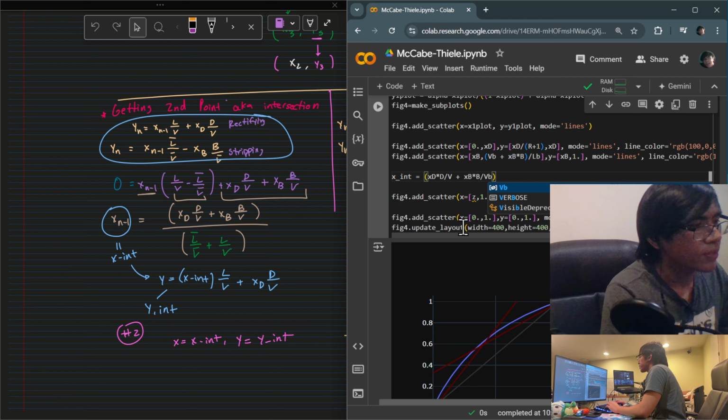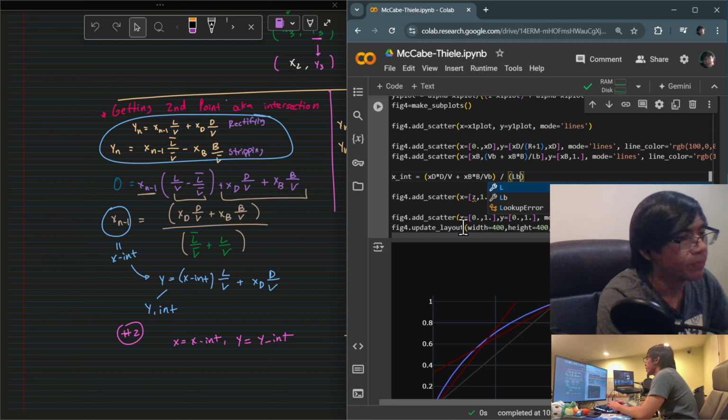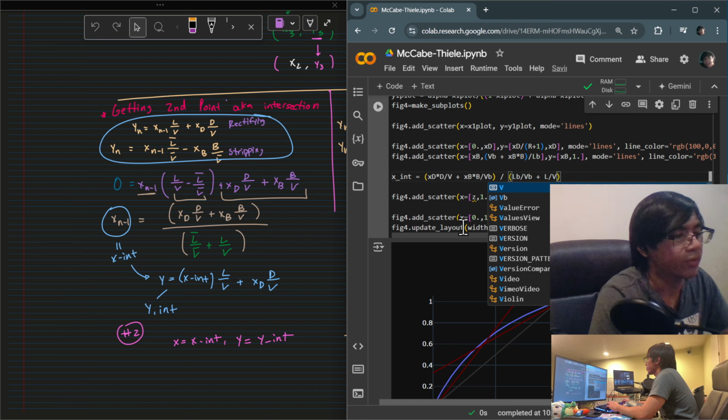What else? xd b plus xb times b over v. Yes. Okay. All that divided by our L bars. So liquid flow rate from the bottom divided by vapor flow rate in the bottom plus our liquid flow rate at the top divided by our vapor flow rate up.